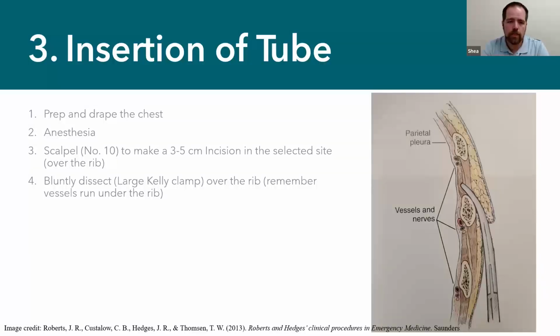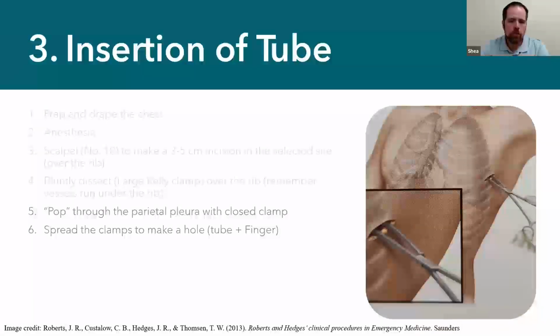That's what these curved Kelly clamps are for. You're keeping them closed, you're going up and over the rib, and you're kind of using those to blunt dissect through the soft tissue over the rib to get into that pleural space. So once you're kind of dissected through that soft tissue, it's a pretty significant pop. That pleura, that parietal pleura, is quite thick, and it is a very definitive pop once you get through. Once you get through, if this is a hemothorax, you're going to start getting blood coming out.